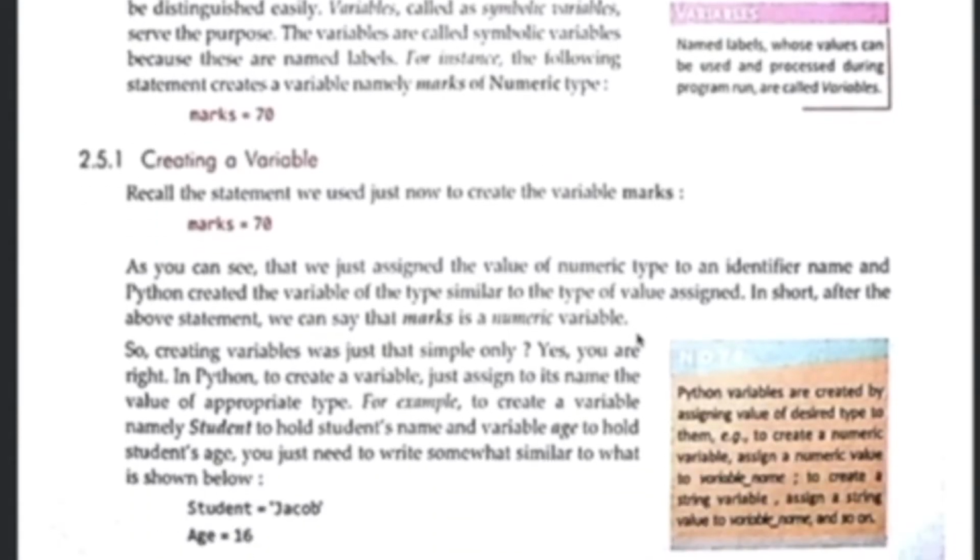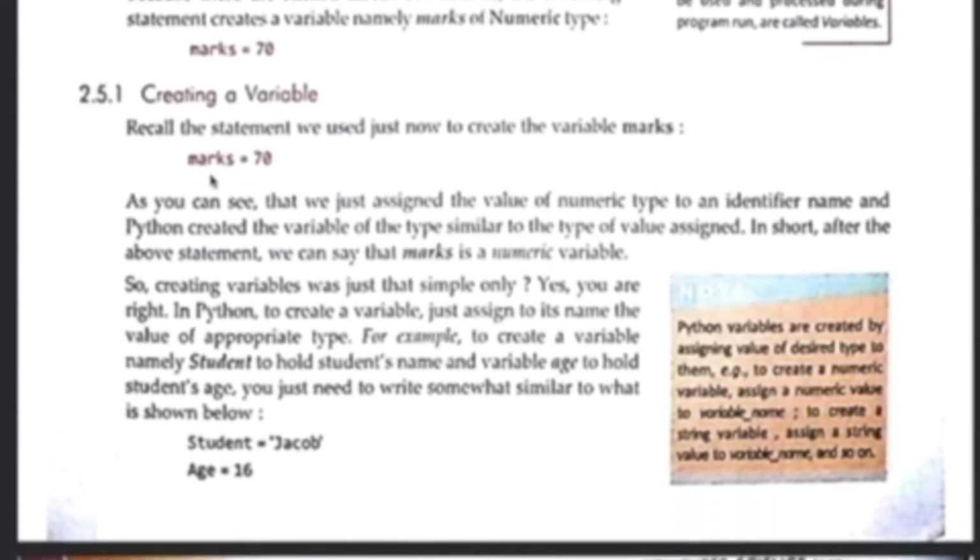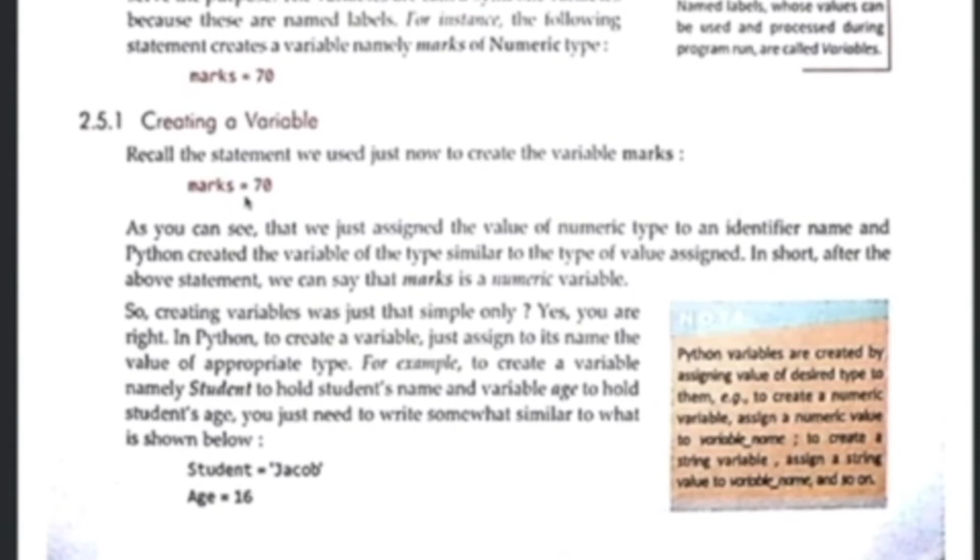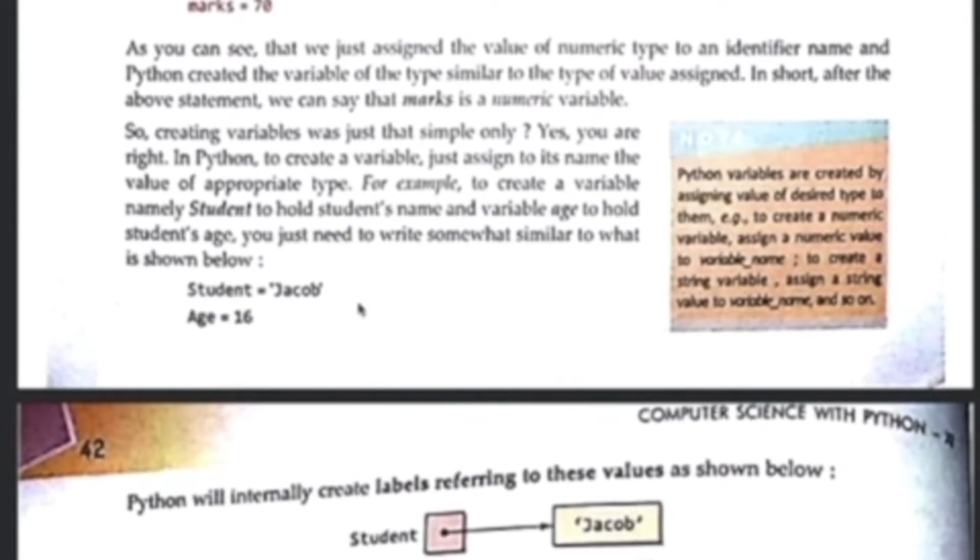Creating a variable is quite easy. We just need to write the variable name, which is based on the identifier naming rules which we have also discussed before. Then we use the assignment operator equal, and then we simply write the value. Here it's written marks equal to 70. So marks is the variable, the equal assignment operator has been used, and 70 has been assigned to this particular variable.